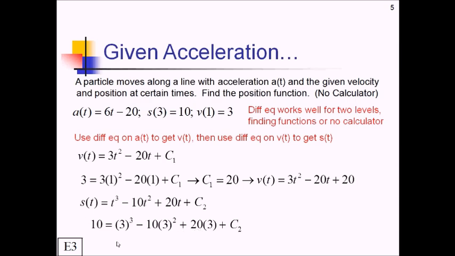Adding that over to the left side, I have 13. Whew, mental math. And then plugging that back in, we've got t cubed minus 10t squared plus 20t plus 13.